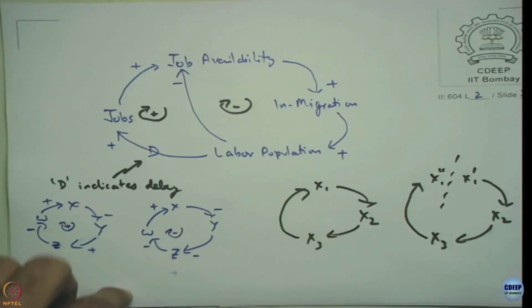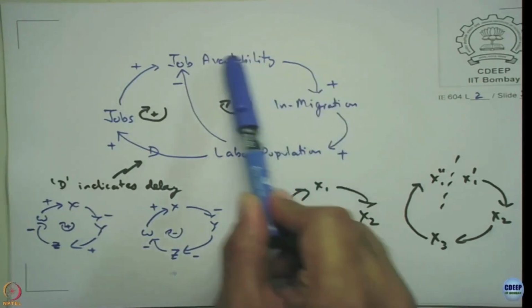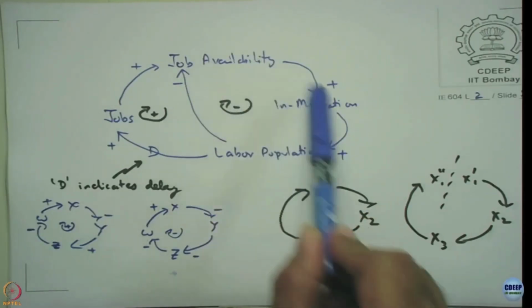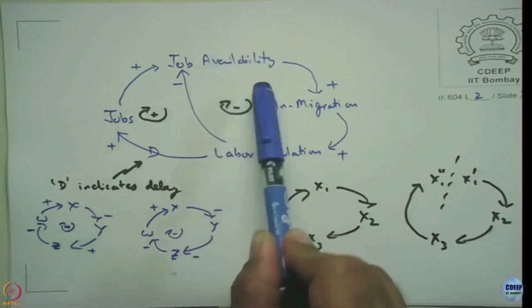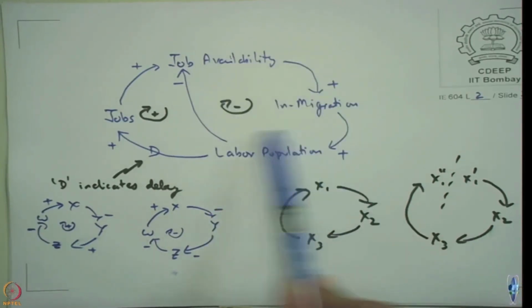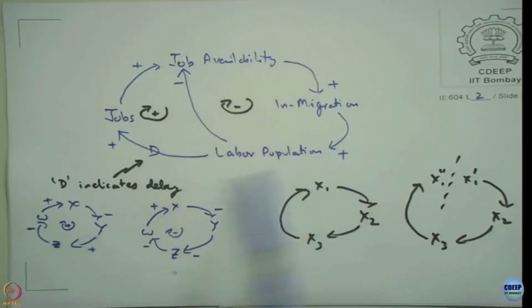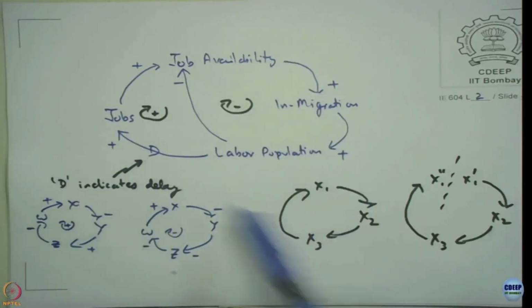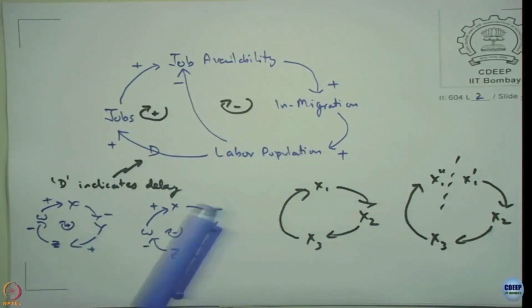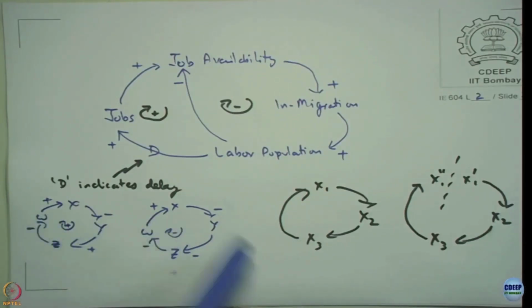So, we have two loops here. Job availability, in-migration, labor population, job availability, this is a loop. The second case, job availability, in-migration, labor population, jobs, job availability. So, that is the loop. And all are in the positive direction, in that case you do not have any problem. If all are positive, it has to be a positive feedback system. The only problem comes in when there is a negative link, then what happens? Then count the number of negative links. If it is even, then it must be a positive feedback. If it is an odd number of negative links, then it must be a negative feedback.